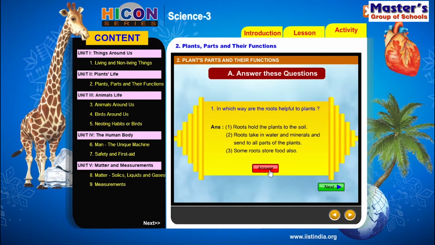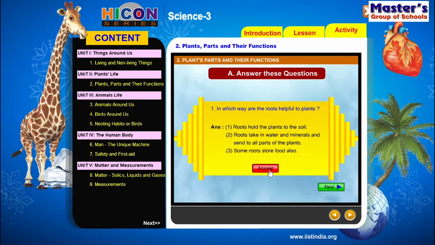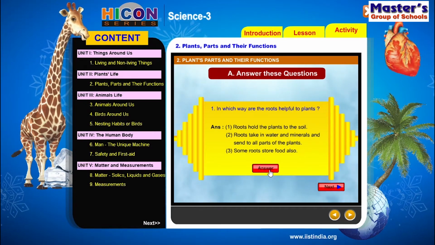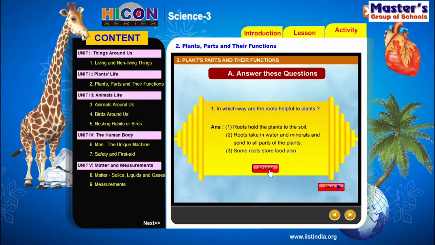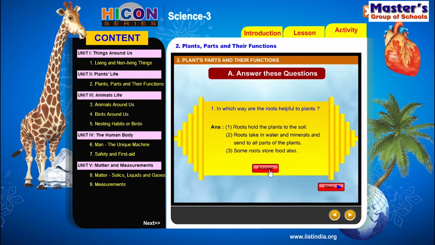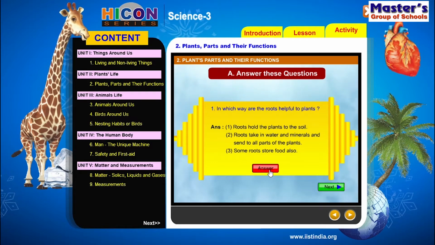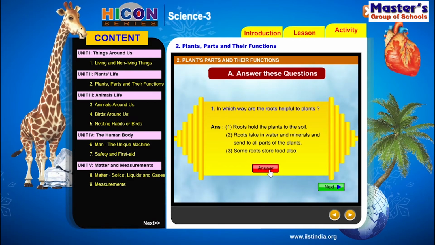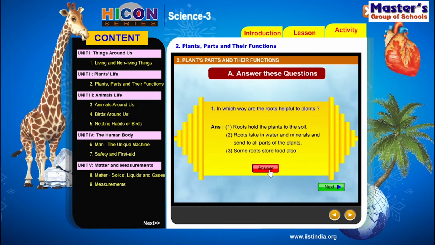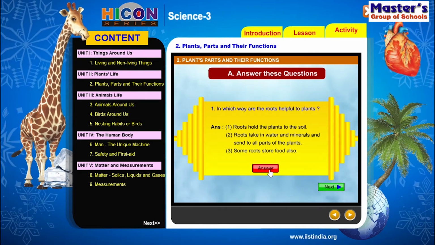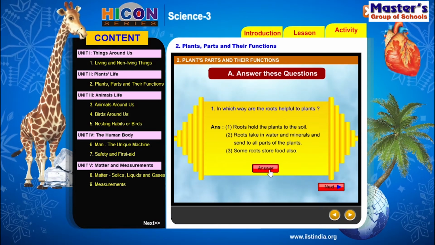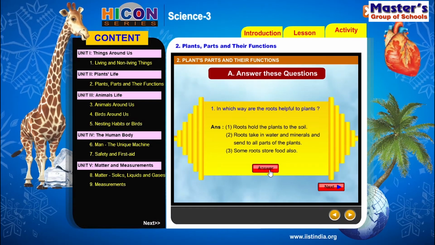So children, these are some functions and uses of the roots. Generally, roots are the parts which grow below the soil and give support to the plant. These roots hold the plant firmly in the soil. And the second one is, roots take in water and minerals and send them to all parts of the plant.